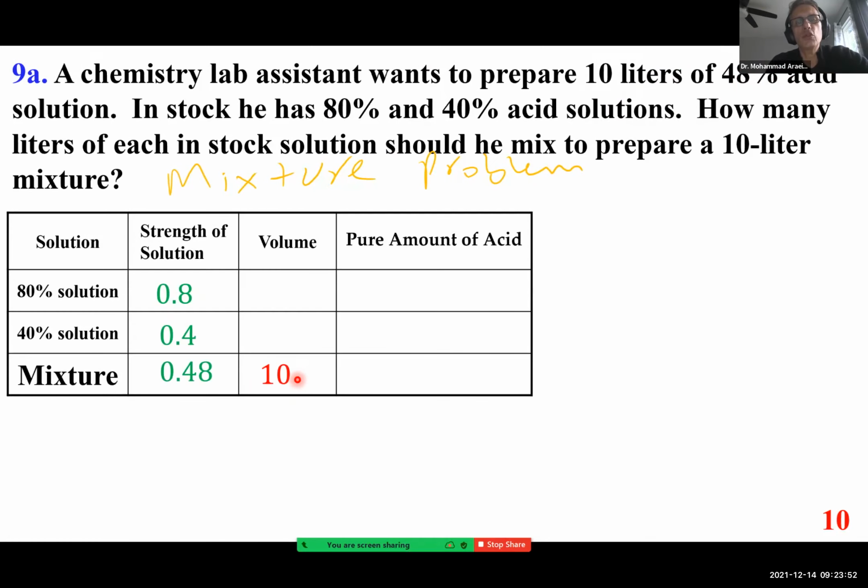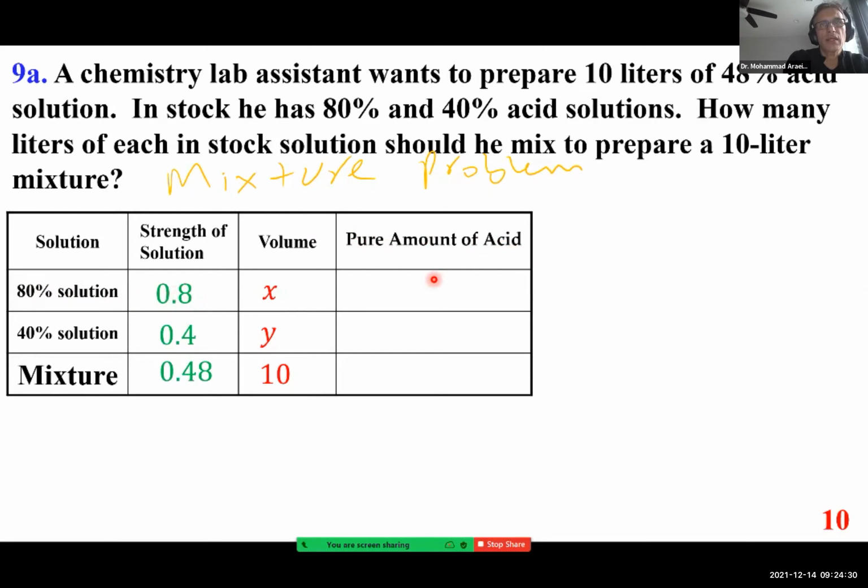So how much of each do we need? Well, we have no idea. How about X amount and Y amount? Which right away gives us this first equation, X plus Y is 10. And that's the concept of a mixture problem. The total volume is going to be fixed. So if something is 80% acid solution or alcohol, or you name it, whatever that is, it's only 80% of it that is pure, or the actual amount of that substance, in this case acid.